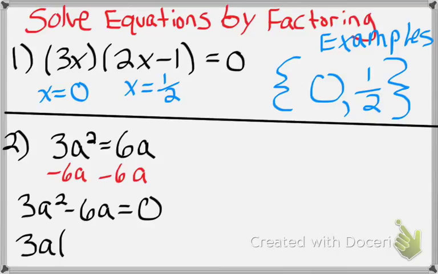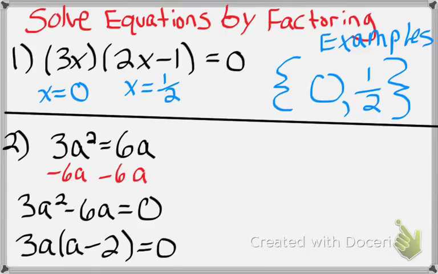If you pull 3a out of the first one, you'll be left with just a. And if you pull 3a out of the second one, you'll be left with just minus 2. If you're not sure, go ahead and distribute this back out to check yourself. 3a times a minus 2, and all of that equals 0.